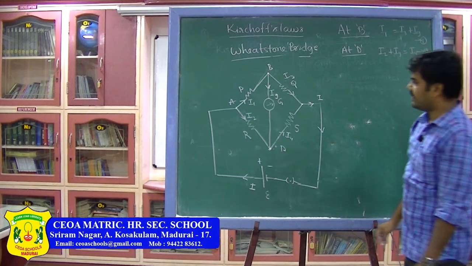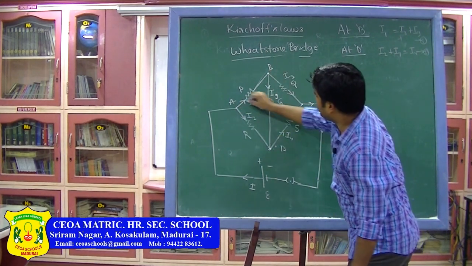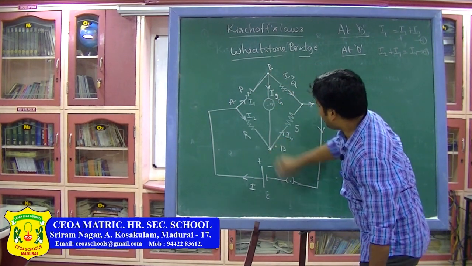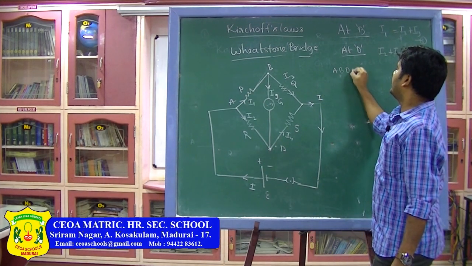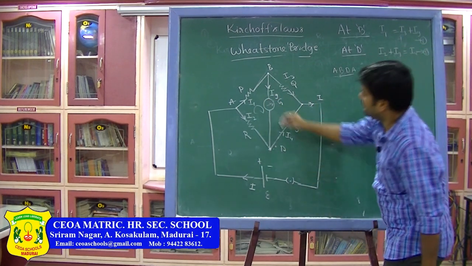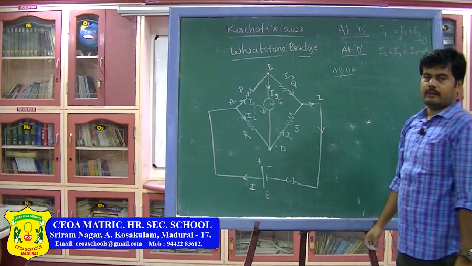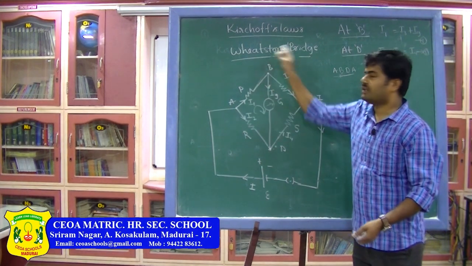So first let us select the loop. So let me select the loop A, B, D, A. So this is A, B, this is point D and A. So the first loop is A, B, D, A, which is a clockwise loop. Clockwise loop is selected. Now for A, B, D, A, let us find the equation using Kirchhoff's voltage law.